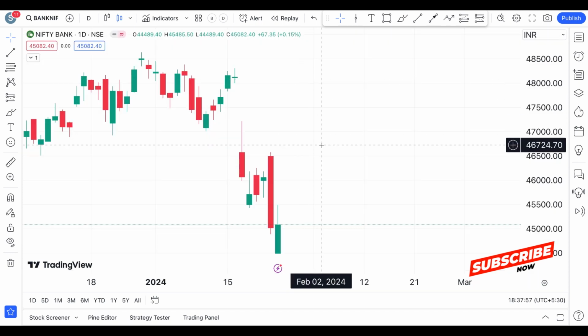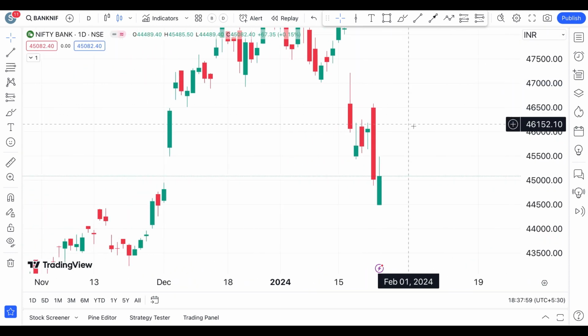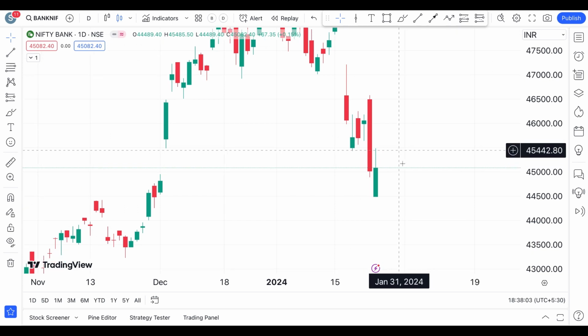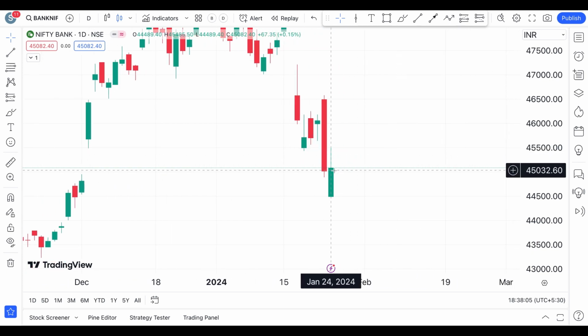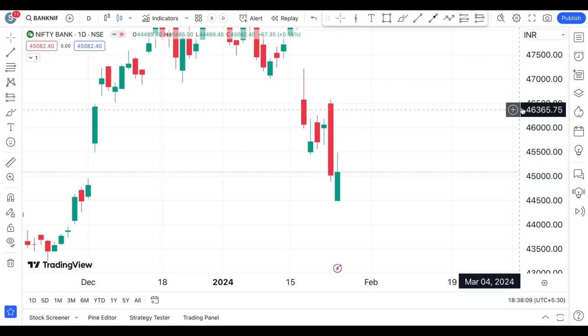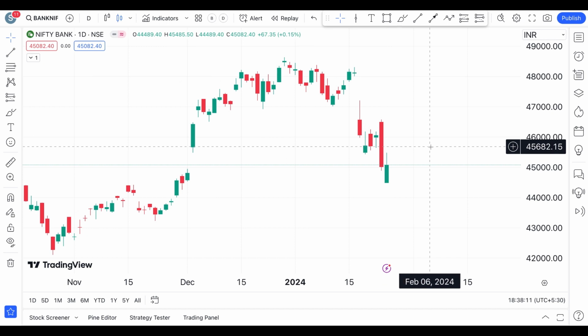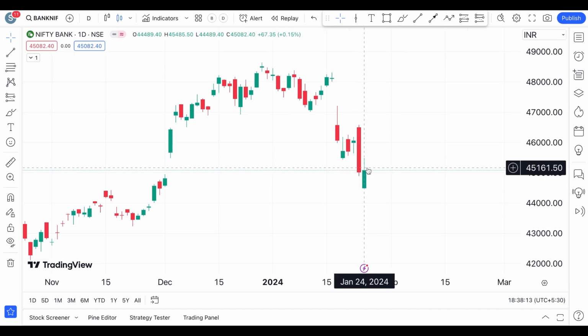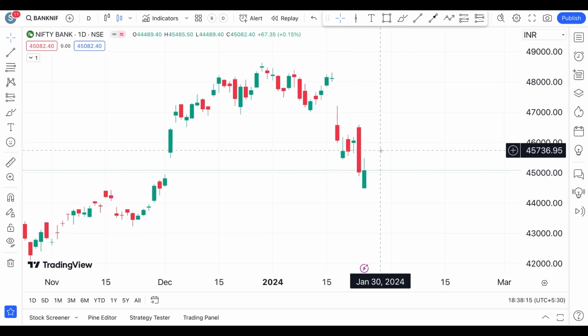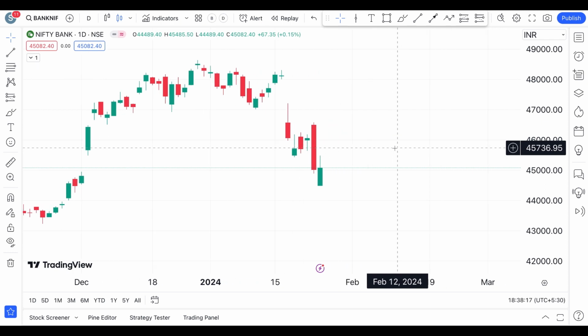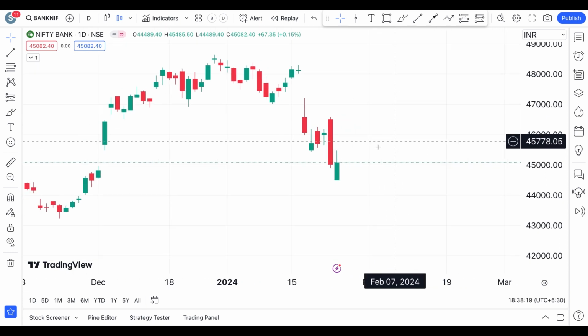Now let's see. Here also, it's not so much a piercing pattern, even though it's just above this. It is a variant of a piercing pattern as well, but it is not looking that significant when compared to the Nifty's candlestick pattern.